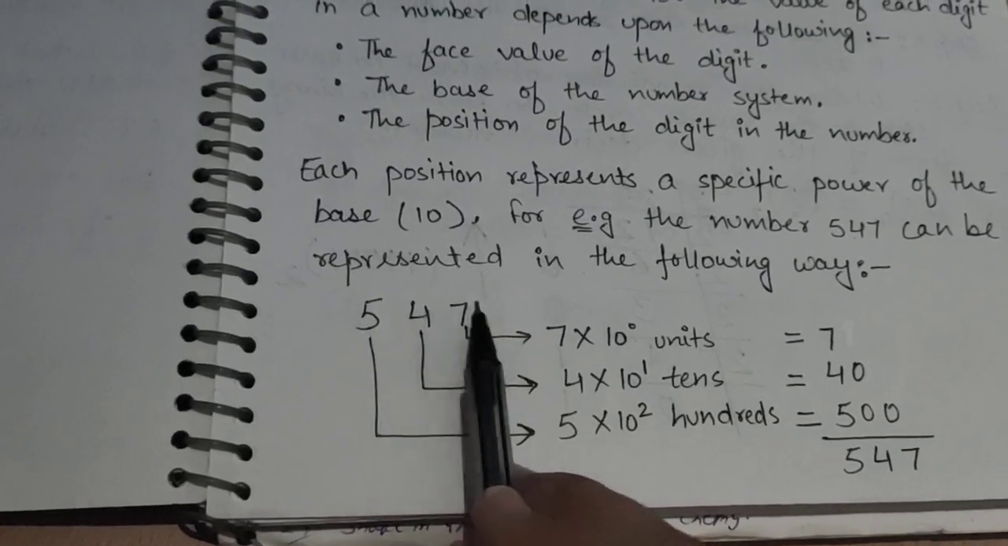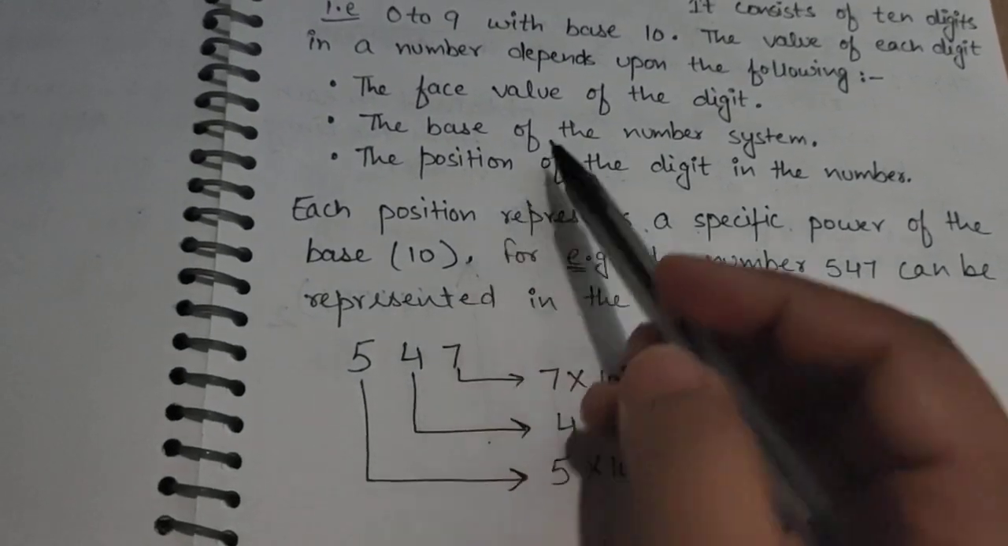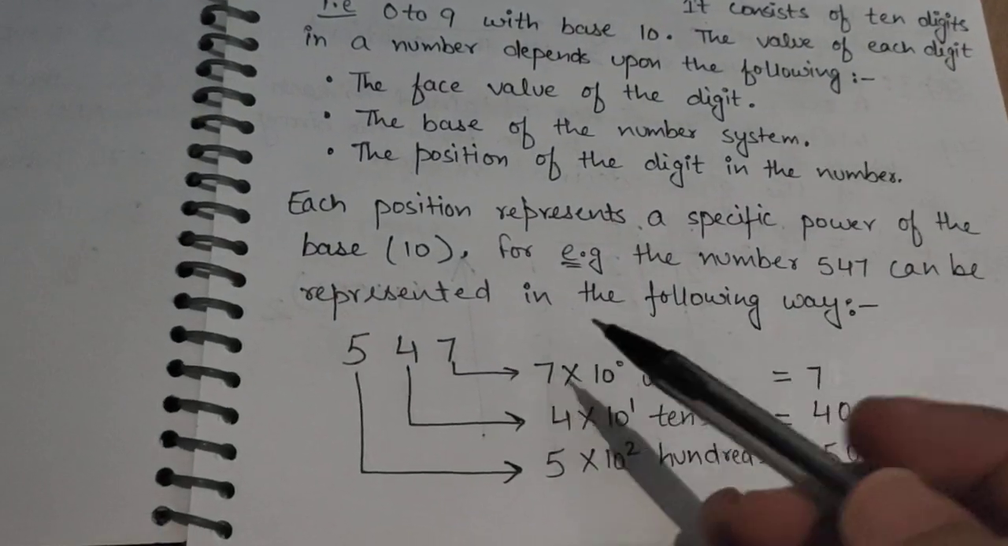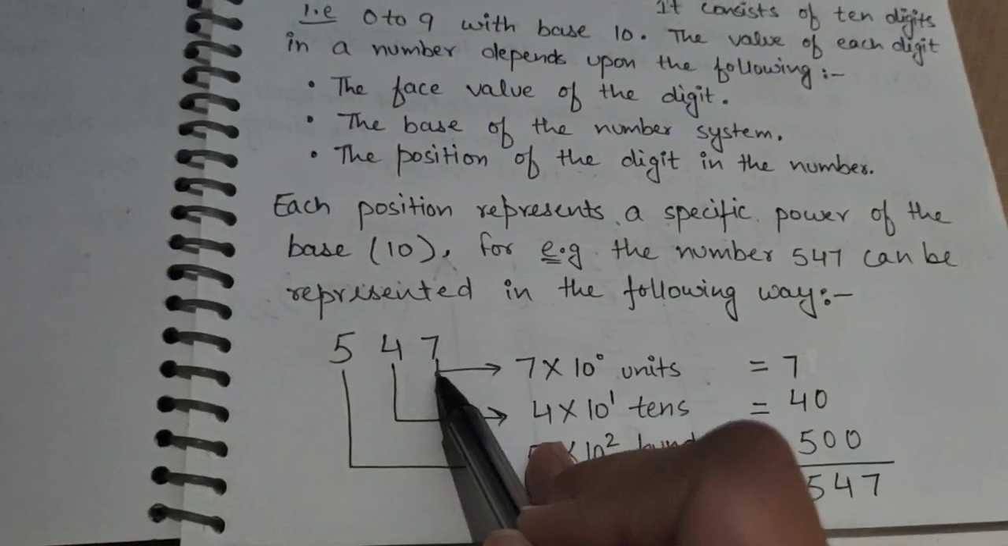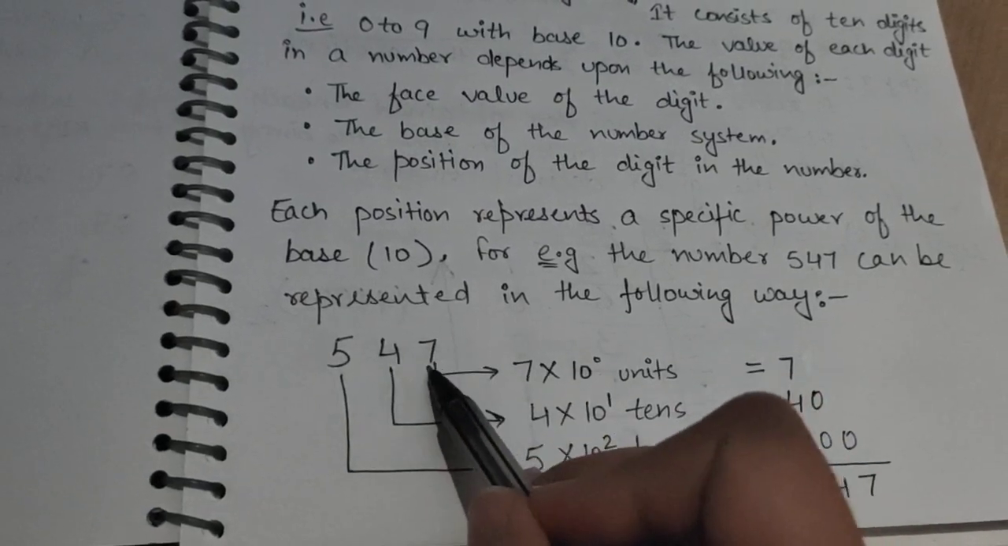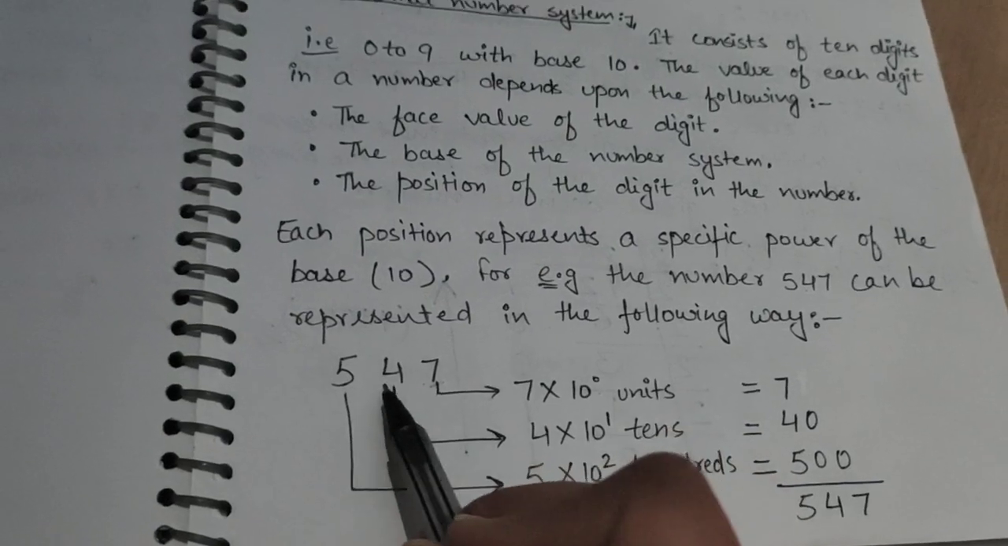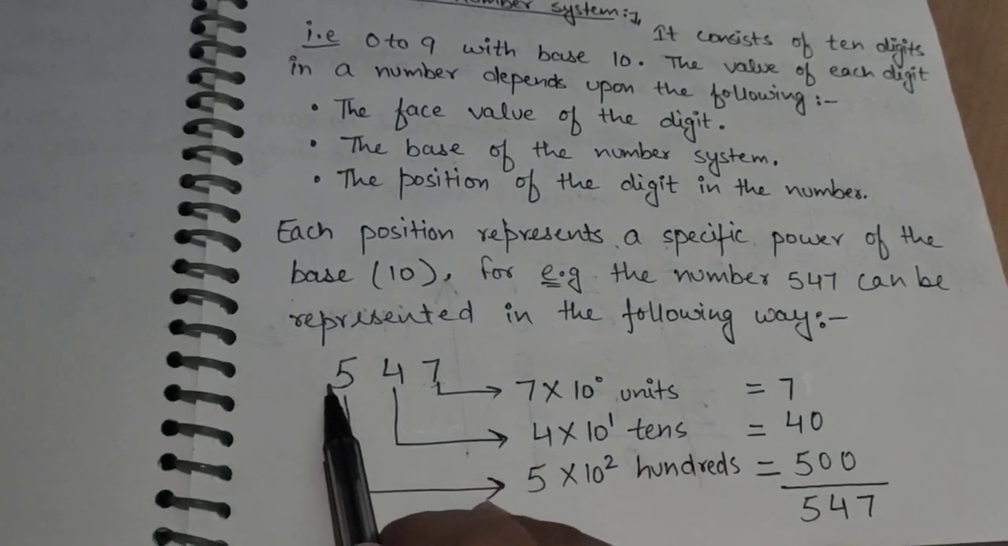Here 547, by taking these three parameters we will solve this. Okay, last is 7, that is its units place, meaning the position of the digit. Units place, tens place, hundreds place.